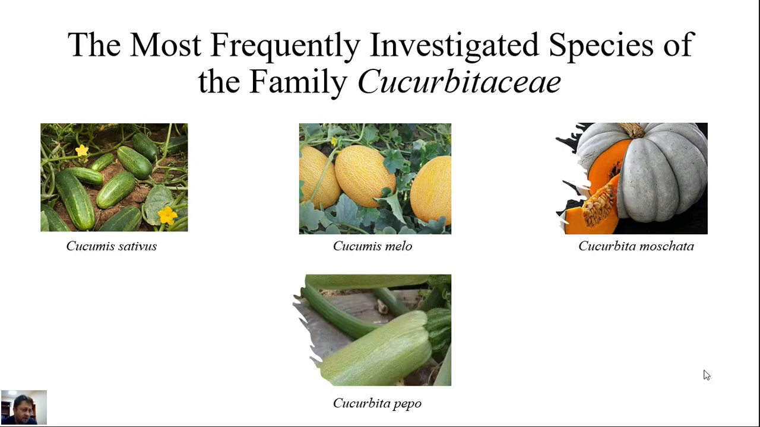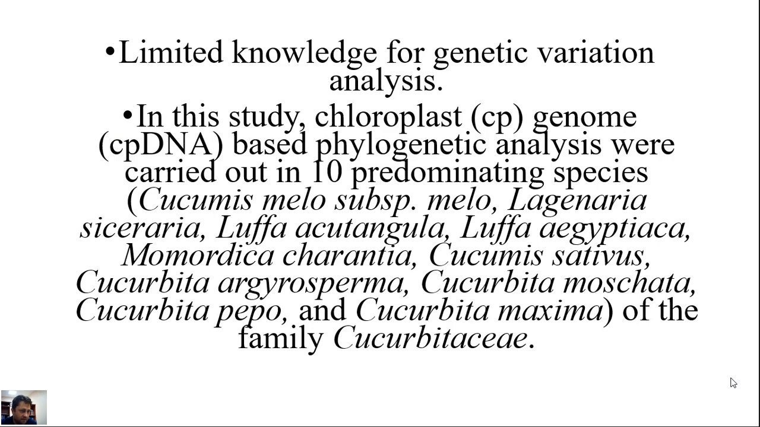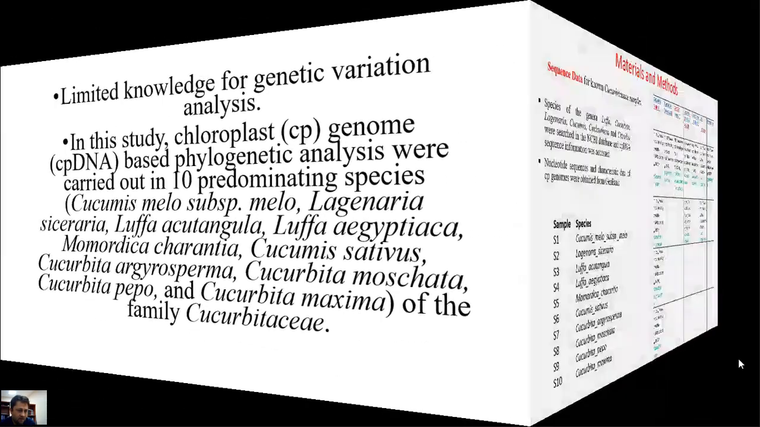And we see some common samples from our kitchen belonging to the Cucurbitaceae family, and we try to get knowledge about interspecific variation from the species. We selected 10 predominating species of the Cucurbitaceae family by using nucleotide sequence data from GenBank and related databases by targeting chloroplast DNA analysis.